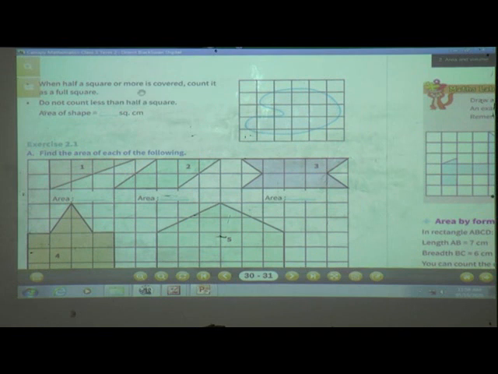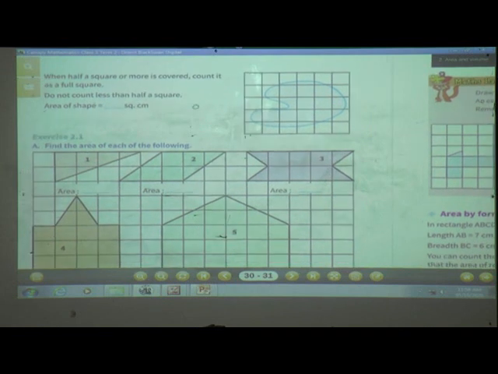When half a square or more is covered, count it as a full square. Just now I told you, do not count less than half a square. So the area of a shape is equal to, just count it.